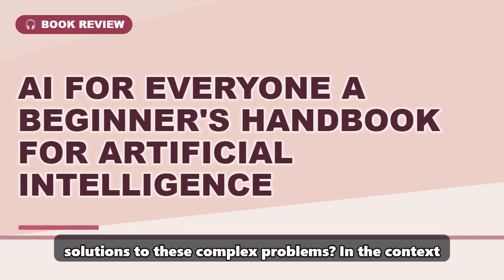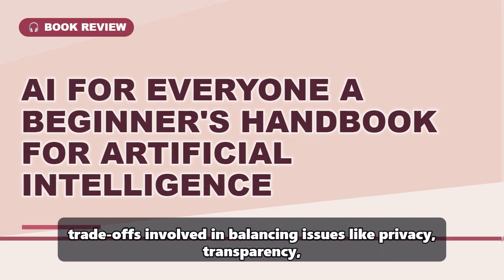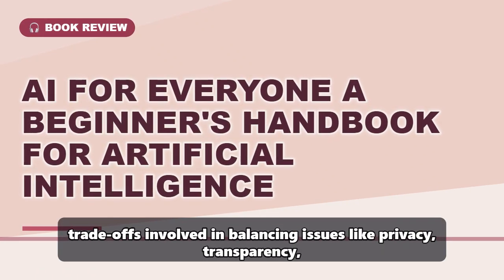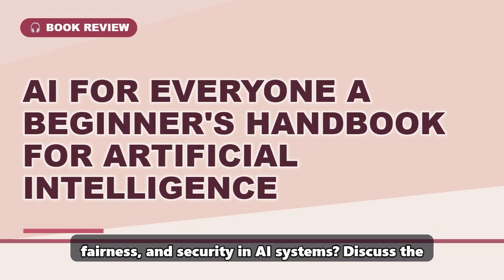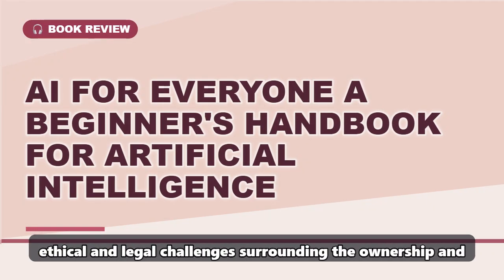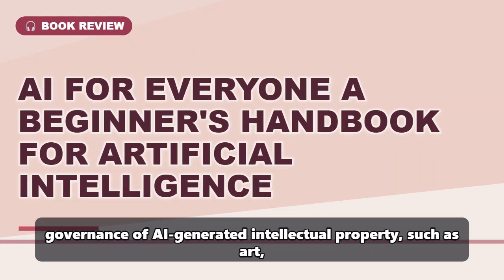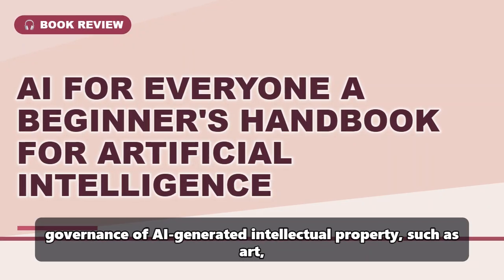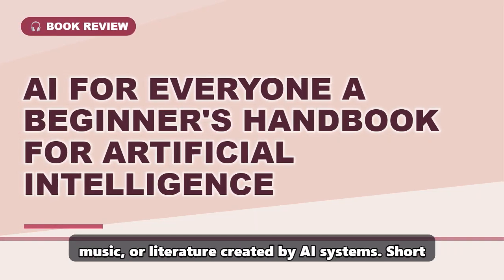In the context of AI ethics, what are the dilemmas and trade-offs involved in balancing issues like privacy, transparency, fairness, and security in AI systems? Discuss the ethical and legal challenges surrounding the ownership and governance of AI-generated intellectual property, such as art, music, or literature created by AI systems.